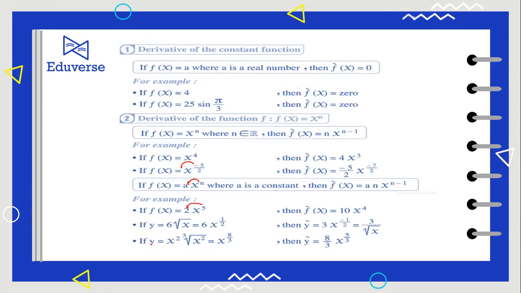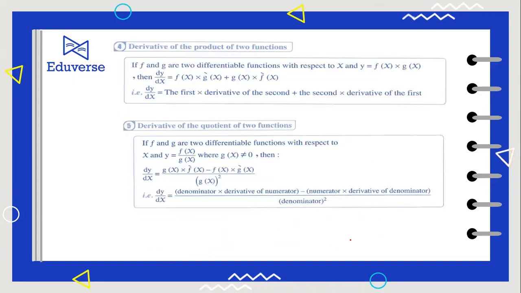Okay. If y equal x square multiplied by the cubic root of x square, I can write the cubic root of x square as x to the power 2 over 3. Multiply by x power 2, adding the powers, it will be 8 over 3. Bring 8 over 3 forward to x, and then subtract 1, it will be 5 over 3.